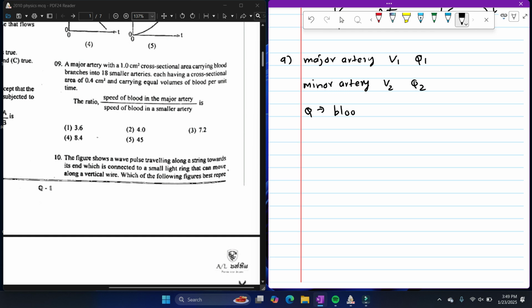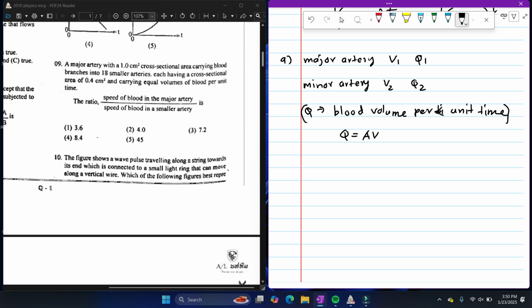So blood volume per unit time is given by Q. So that's just for understanding. Okay, so we know the famous equation we've seen in mechanics, and when solving problems related to mechanics, this equation is quite common. That is Q equals what? AV. Q equals AV.